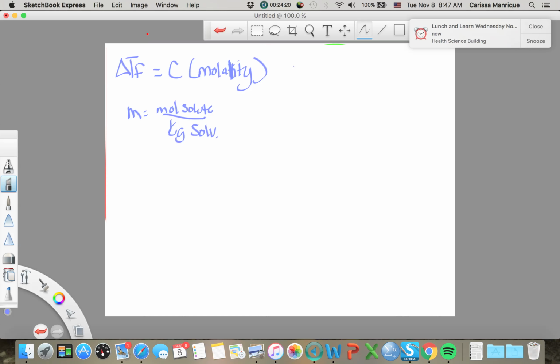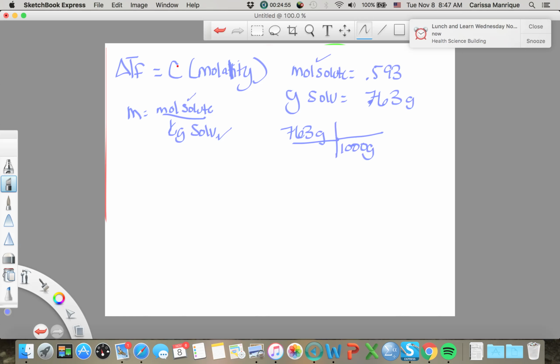Now, they gave us the moles of the solute in the problem. That was 0.593. And they said the grams of solvent equals 763. Remember, this is grams. But, okay, moles of solute, great, but we need kilograms of solvent. So I have 763 grams, and there are 1,000 grams in 1 kilogram. So if I divide that out, I'll get 0.763 kilograms. Now I can put this into my formula.